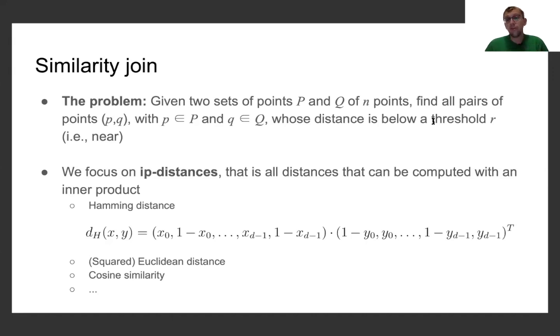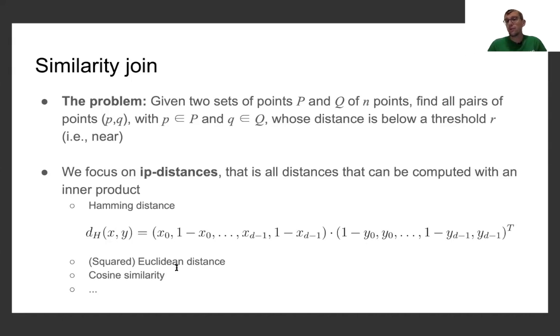This class of distances is quite wide and includes well-known distances like the Hamming distance. Indeed, the Hamming distance between two vectors x and y can be computed by the inner product of these two vectors, where the left vector is a simple transformation of vector x, and the right vector is a simple transformation of vector y. We also have that IP distances include the Euclidean distance if we ignore the square root, the cosine similarity, and much more.